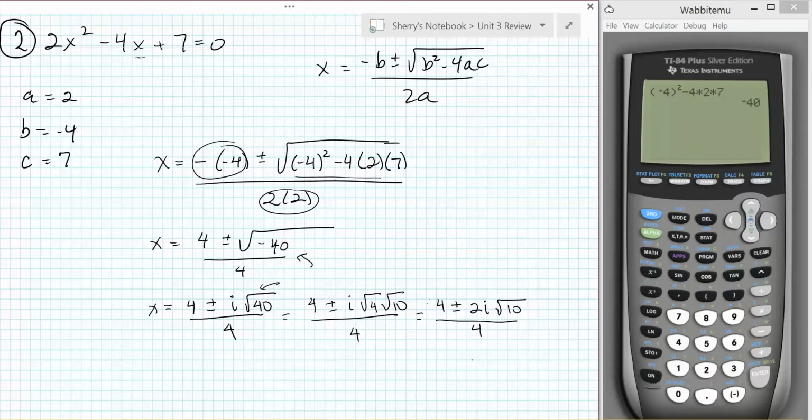And so I end up with 4 plus or minus 2i times the square root of 10, all divided by 4. Again, you can't go jumping in and canceling because of the plus or minus that's in there. However, there is a common factor in there of 2, and we can pull that out. And I end up with 2 plus or minus i square root of 10 over 4. We can reduce the 2 and the 4 there, and we'll come up with my best final solution of 2 plus or minus i square root of 10 divided by 2, and you can't do any more than that. So that'll get me my pair of solutions there.